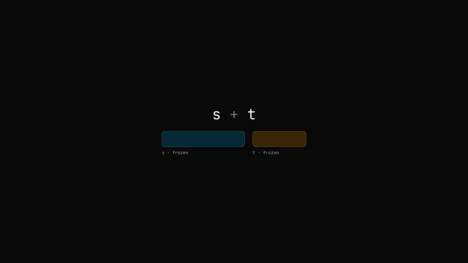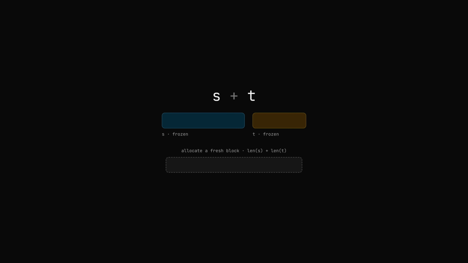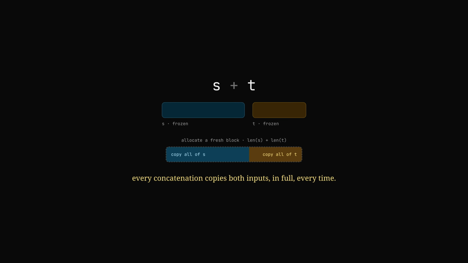Here's the bill. S plus T. Both inputs are frozen, so there is exactly one way to implement it. Allocate a fresh block, the length of S plus the length of T. Copy all of S in, copy all of T in. Every concatenation copies both of its inputs in full every time.